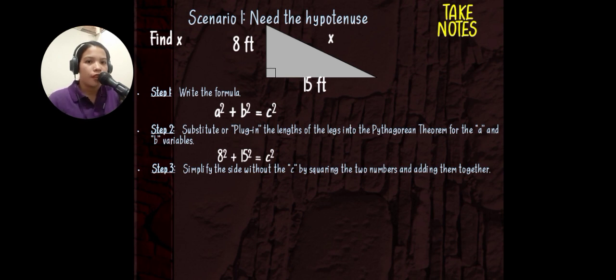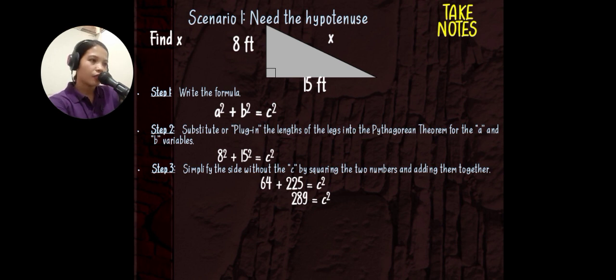Step 3, simplify the side without the c by squaring the two numbers and adding them together. So you need to get the square of the two numbers, and of course, you need to add them so that you can derive the square root of this given answer. So we have 64 plus 225 is equal to c squared. 64 plus 225 is equal to 289.